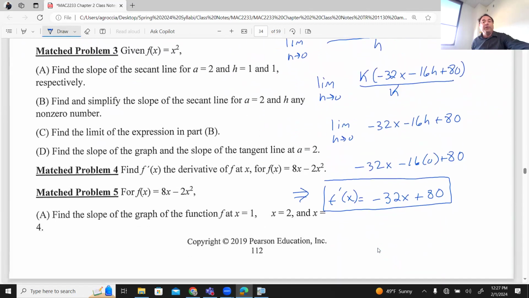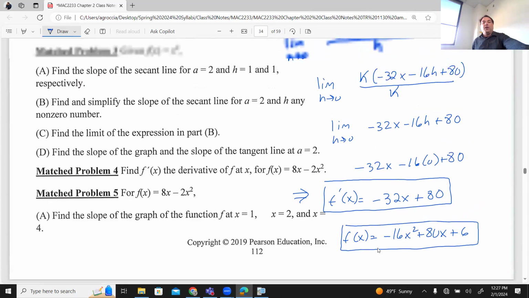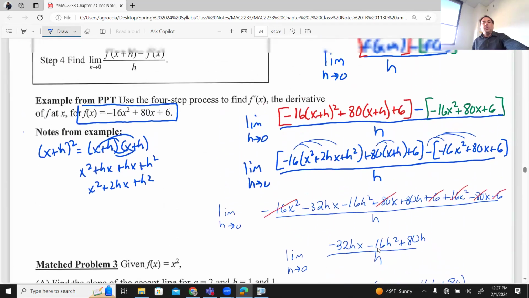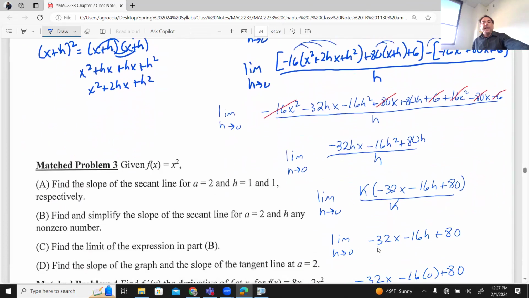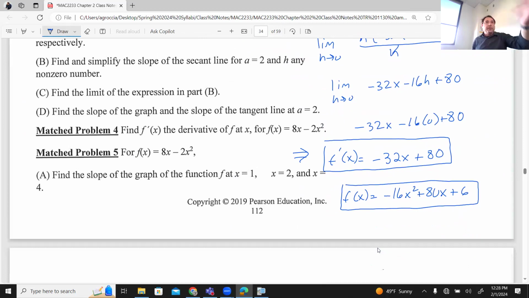And that pattern is a really nice shortcut. So we started with negative 16x squared plus 80x plus 6. That's what we started with. Is everybody with me? And we did all of this work to get negative 32x plus 80. Now, I'm not going to do a good job of explaining it now because I'll do a good job later. I'm just going to show you what the shortcut is. Then I'll explain it in a minute.